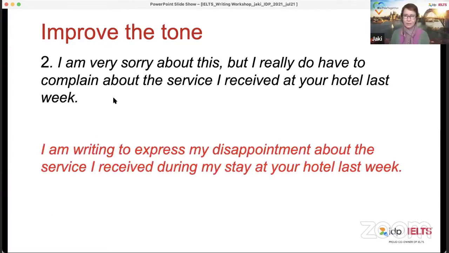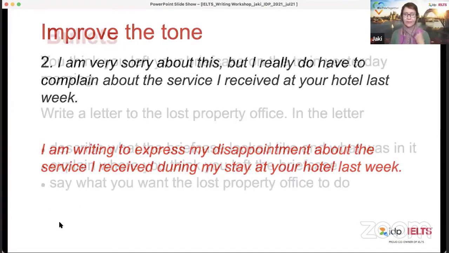Obviously, the hotel was very bad. Why do you have to apologize? I think you should be a bit more detached and a bit more disappointed. So have a look at this tone. I'm writing to express my disappointment about the service I received during my stay at your hotel last week. Can you see that's a bit more formal? Yeah, and the tone is more professional. Yeah, this sounds a bit strange. Okay, so the tone is really important.